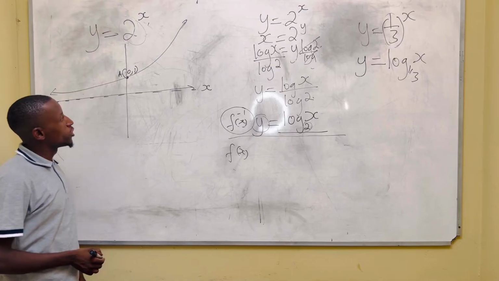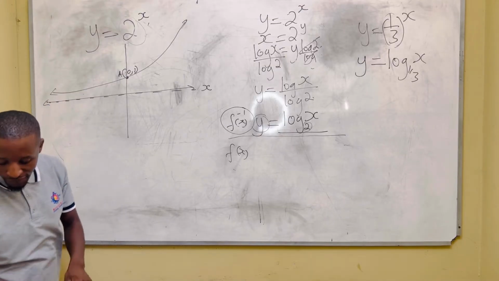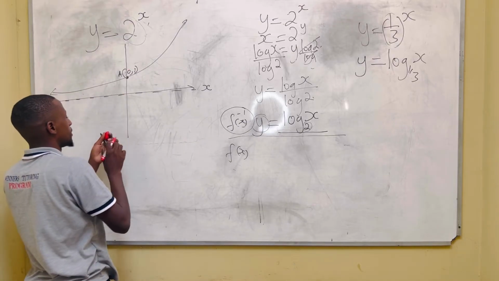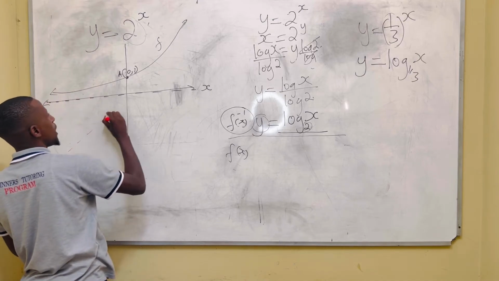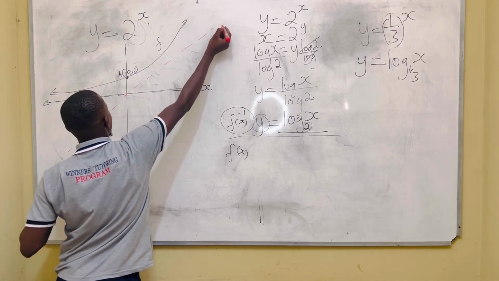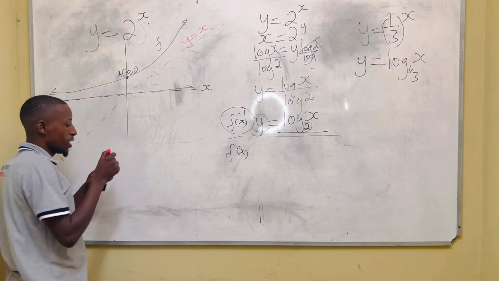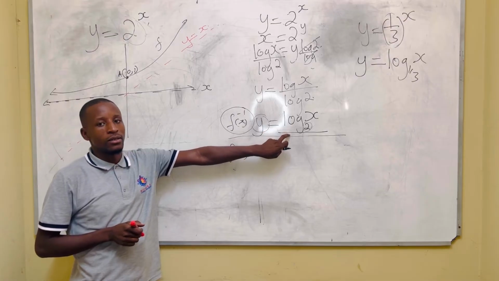In order for us to get the inverse, we must reflect the original graph, which is f of x, across this line, y equals x. This line is given by the equation y equals x. You're going to get the inverse. The inverse is this one.